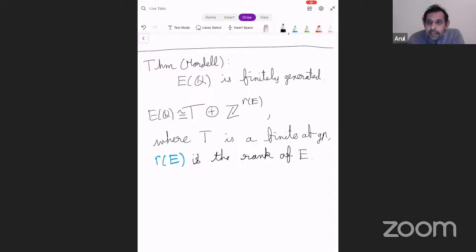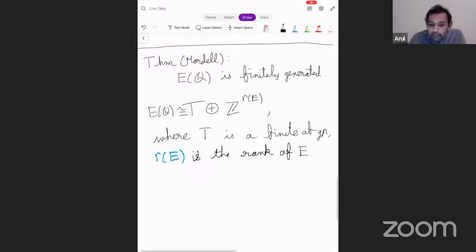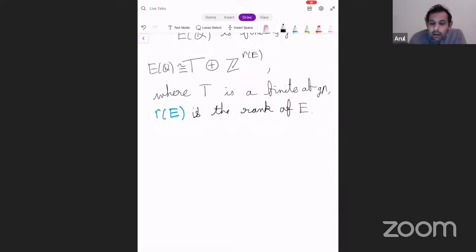Okay, so Mordell's theorem buys us this much. It tells us that these groups, E(Q), look like some finite abelian group plus some number of Z's that show up. And the number of Z's that show up is called the rank of E. Now, Mazur has an amazing theorem that tells us that T has very few options. So there are in fact only 15 possibilities for T.